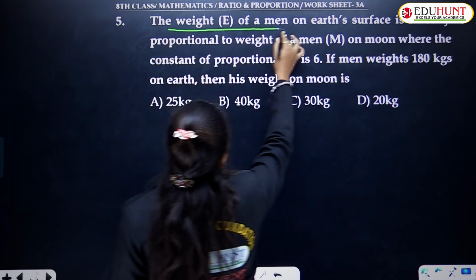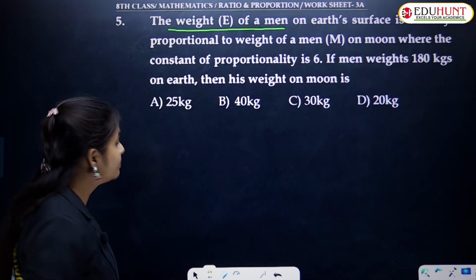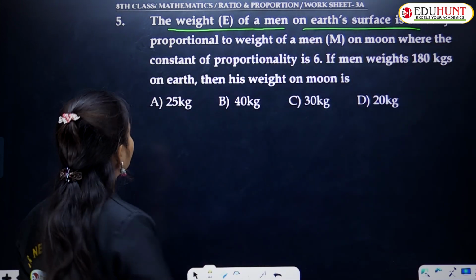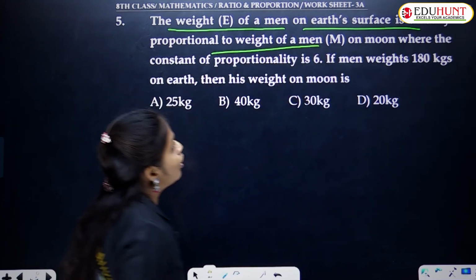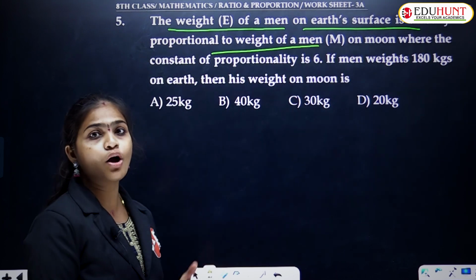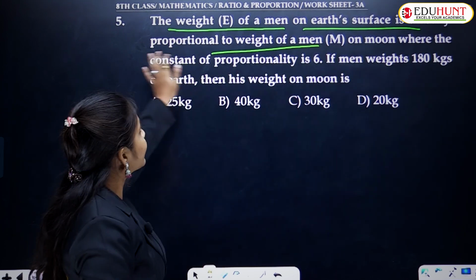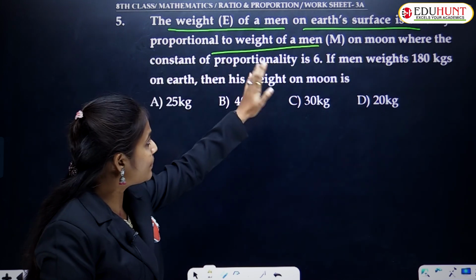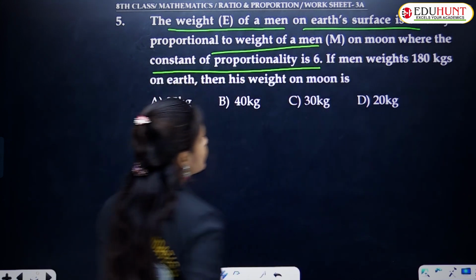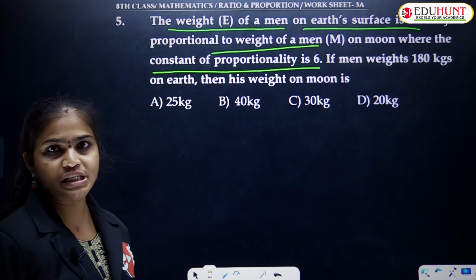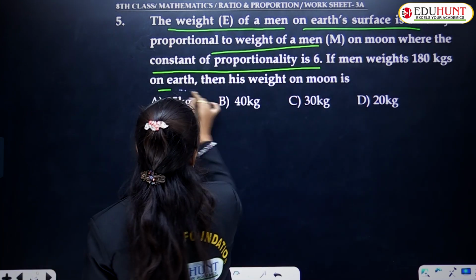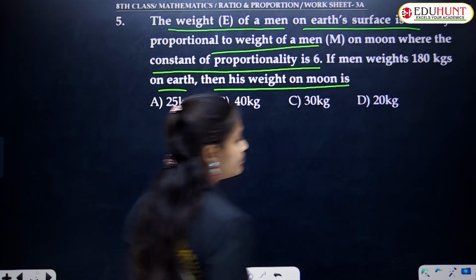The weight of a man on Earth's surface is directly proportional to the weight of a man on moon, where the constant of proportionality is 6. If a man weighs 180 kgs on Earth, then what is his weight on moon?